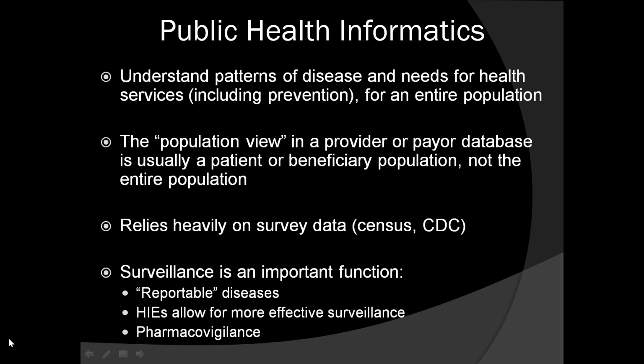Number one, under surveillance, providers are required by various state laws to report real-time data shared by emergency departments. That's for reportable diseases. Health information exchanges allow for more effective surveillance, providing data that are both broader and richer than those currently available. And then for the last one, active surveillance for detecting, understanding, and preventing adverse effects of drugs and biologic products.